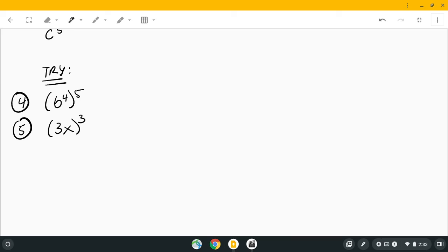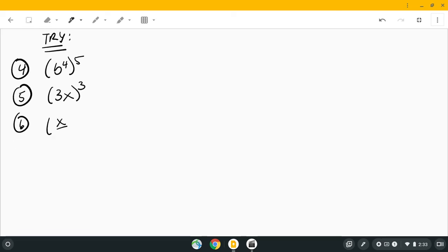And go ahead and try this next set. Try b to the 4th raised to the 5th, and 3x raised to the 3rd, and x over 2 raised to the fifth. Okay, hit that pause button and come right back.